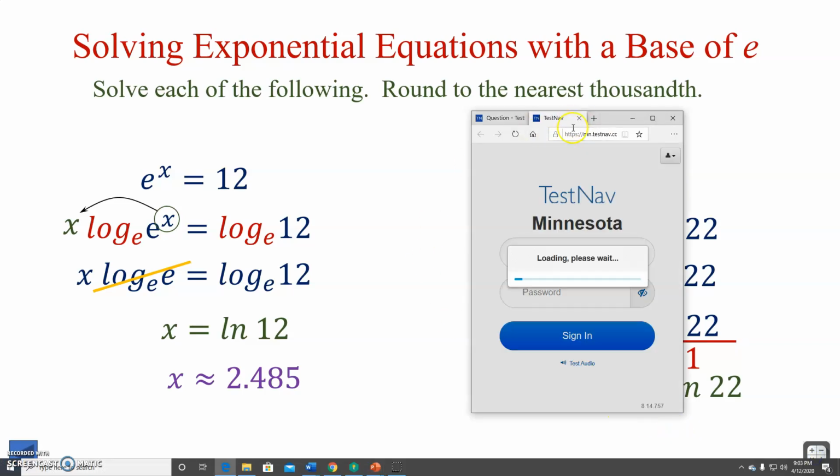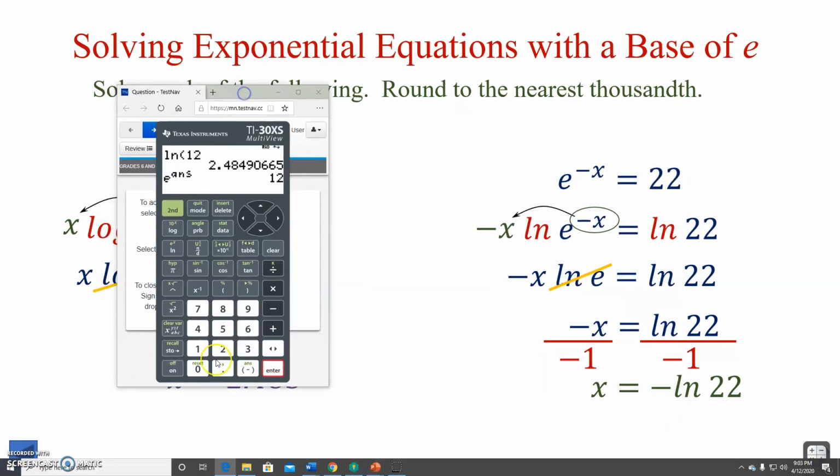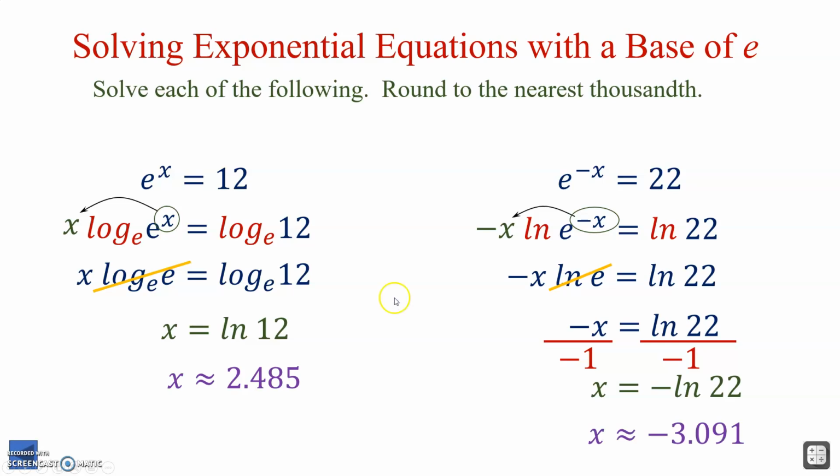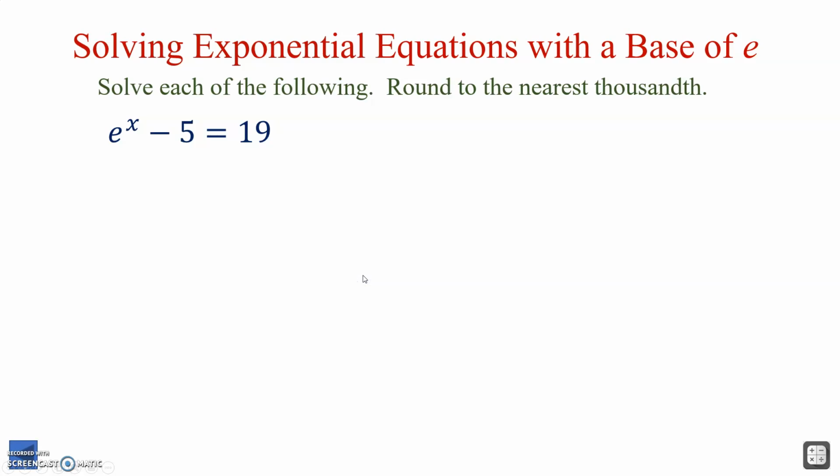Now it's time to go to the calculator. So negative ln 22. Negative 3 point some stuff. Let's go and check that. So e to the negative second answer. There's our 22. So our answer is negative 3.091.